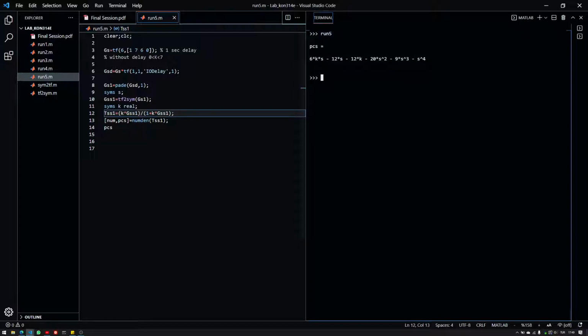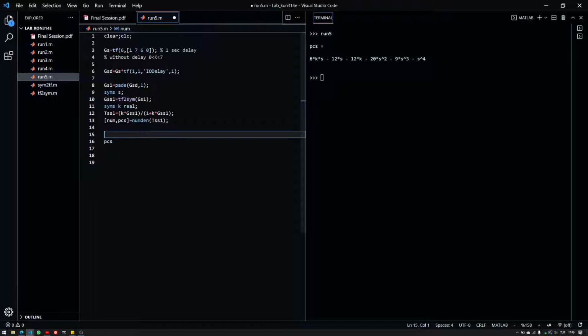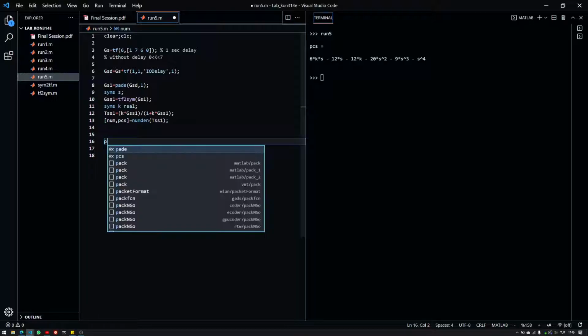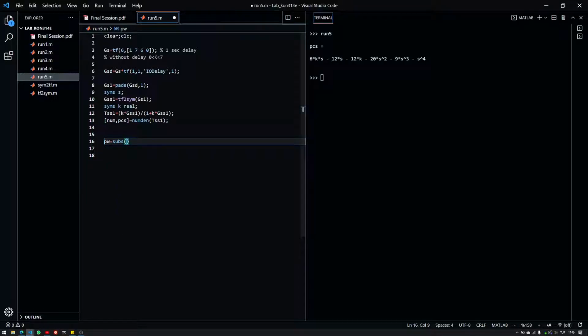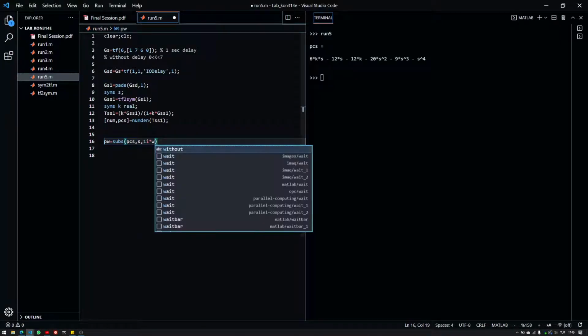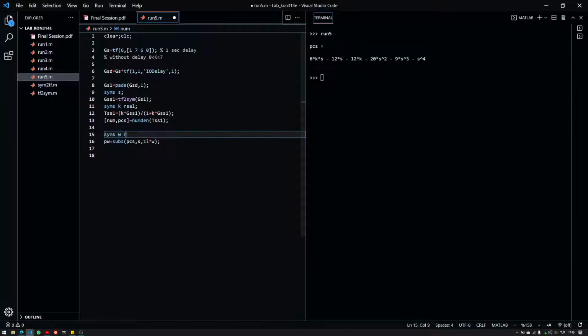Now we have a polynomial here, and at this point we can look for the Routh-Hurwitz criteria, or we could plug in s equals j omega as we've done before. Let's try that part. So P of omega: instead of s, we should use 1i times omega, since omega is real.